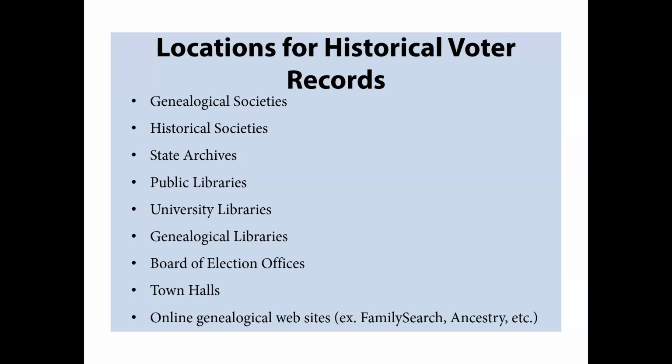So, historical voter records can be held in any number of different archives or libraries or offices. You generally can find a lot of these in online genealogical sites like FamilySearch and Ancestry for those that have been made available, with the originals being held in state archives, public libraries, genealogical societies, your local historical society, different board of election offices, town halls. The sky is the limit in terms of where you can find it. It's really a matter of where they deposited those records. So you may need to seek out a couple of these to find out where they are.